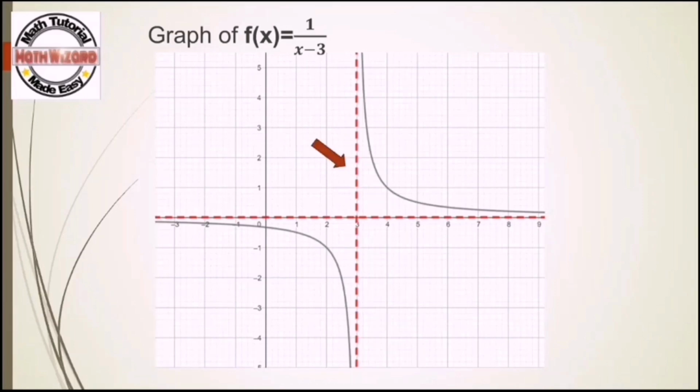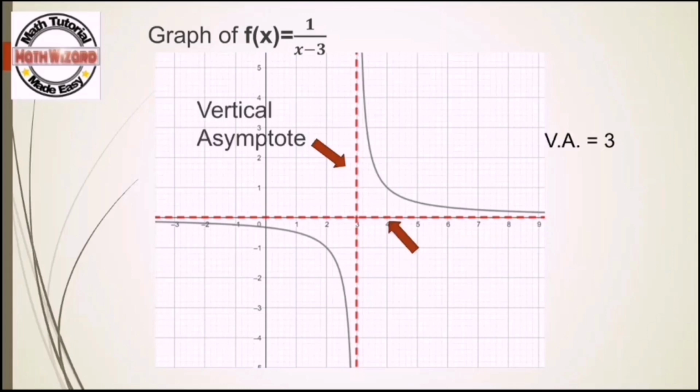So this one is the vertical asymptote, wherein we can find it at x equals 3, and our horizontal asymptote, wherein we can find it at y equals 0.